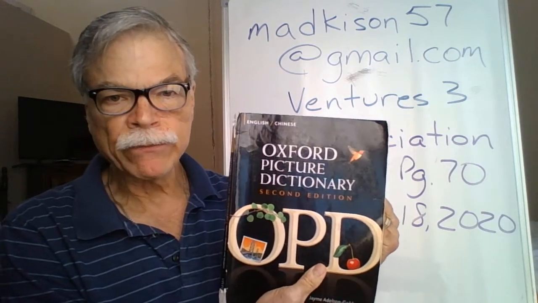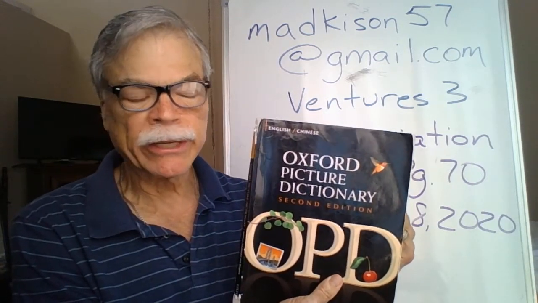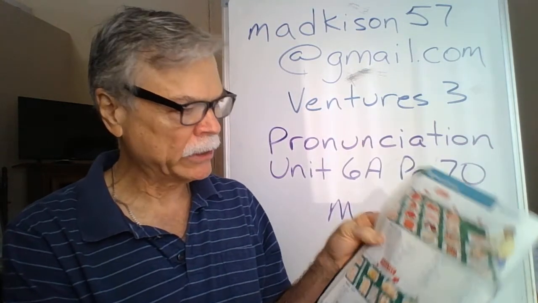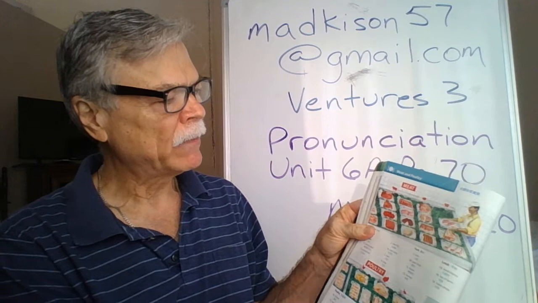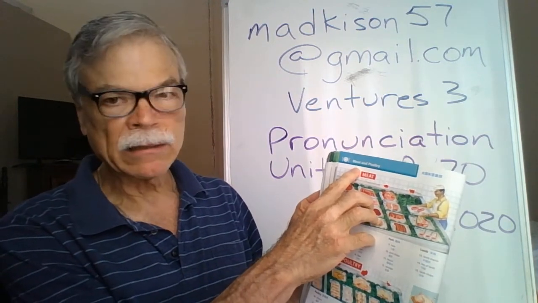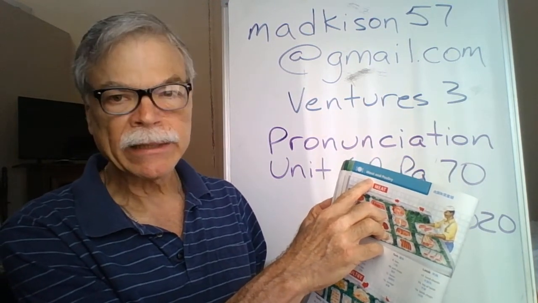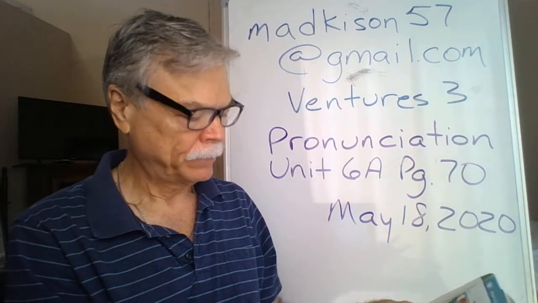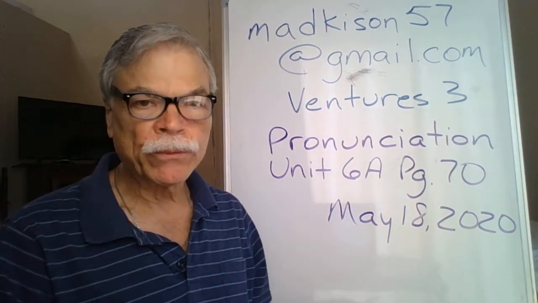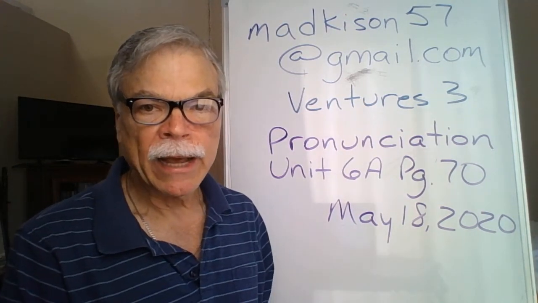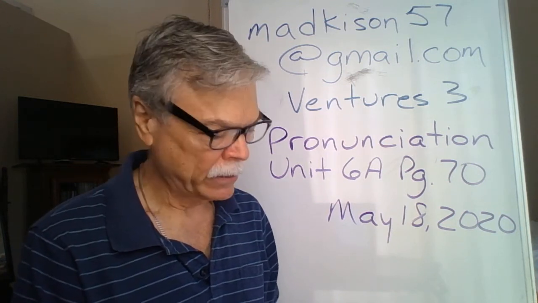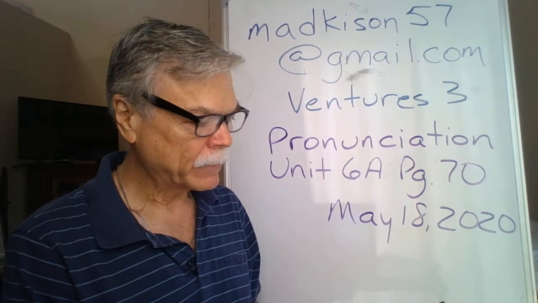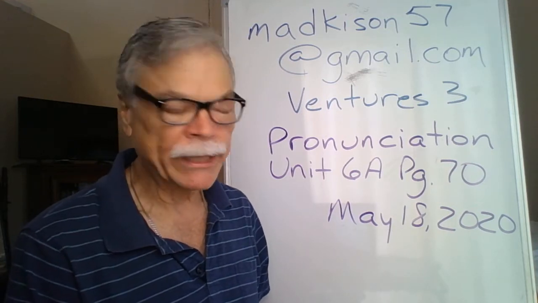Today, we're going to begin the lesson doing pronunciation from the Oxford Picture Dictionary. If you'll turn to page 70 in the Oxford Picture Dictionary, we're going to discuss different types of meat and poultry. I'm going to read the words and phrases, and if you can follow along with me and repeat after me, that would be great. Meat and poultry.